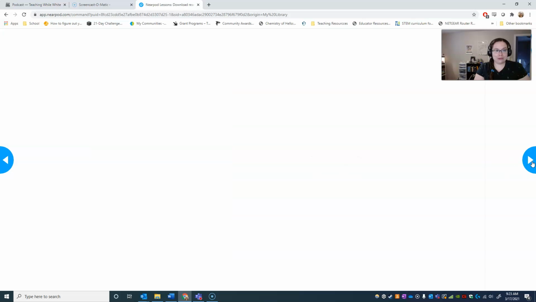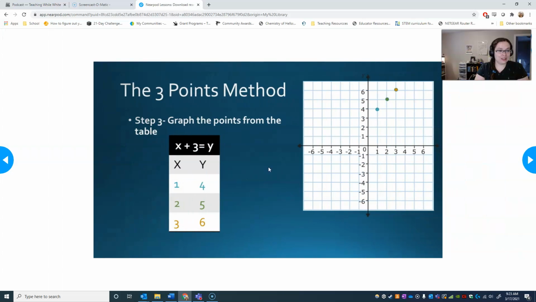Our third step is we are going to graph these points. So my first point is going to be 1, 4. So I go over 1 and up 4 and plot my point like I did here. I also did the second value, 2, 5 in green and 3, 6 in yellow.